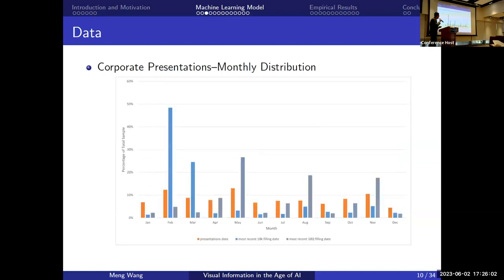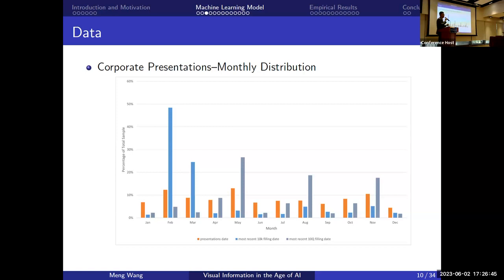And then this figure plots the monthly distribution of the presentations in our sample. The blue bar represents the distribution of the most recent 10-K releases associated with the presentations. We just want to use the 10-K release date as a comparison here. As you can see, the blue bar is clustered in certain months, mostly in February. In contrast, the orange bar represents the presentation date distribution. We don't see any obvious cluster in any month, and it's pretty even over the year from January to December.